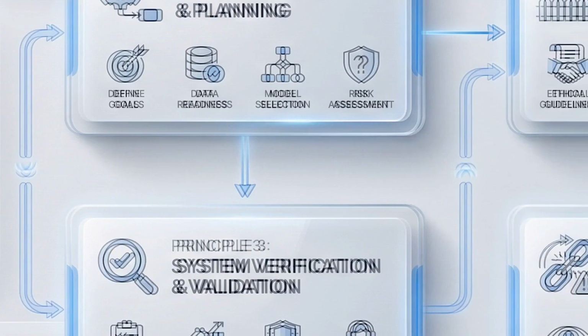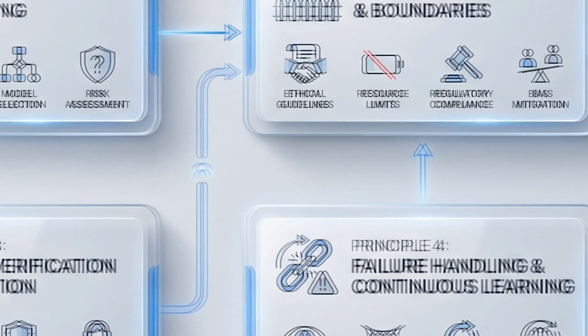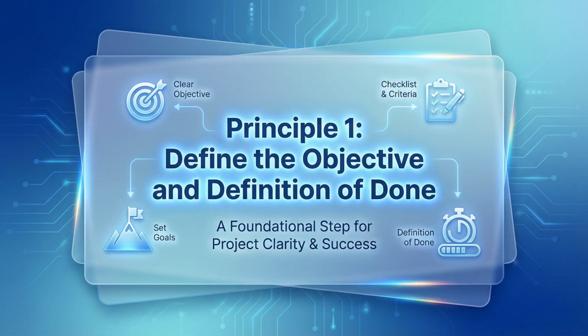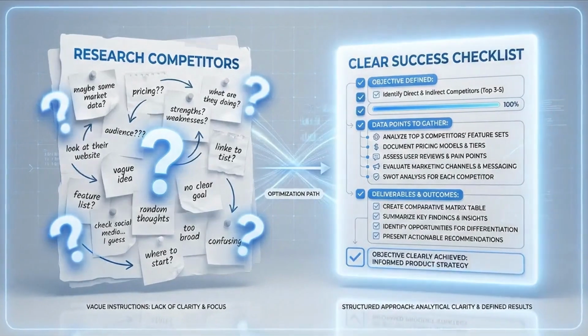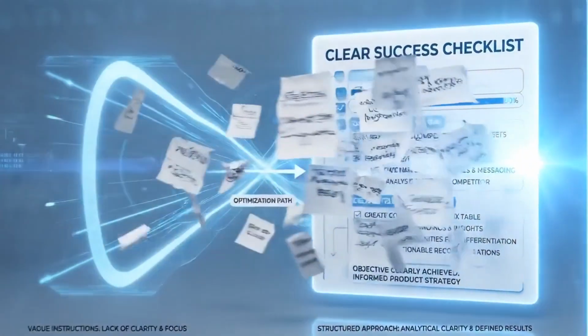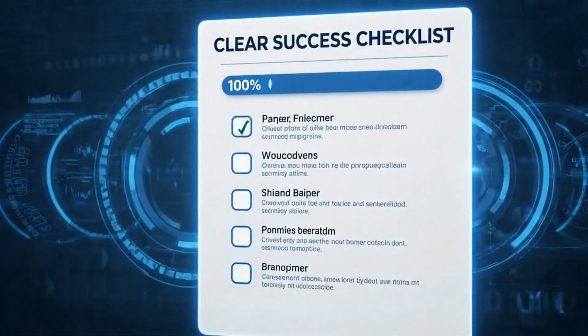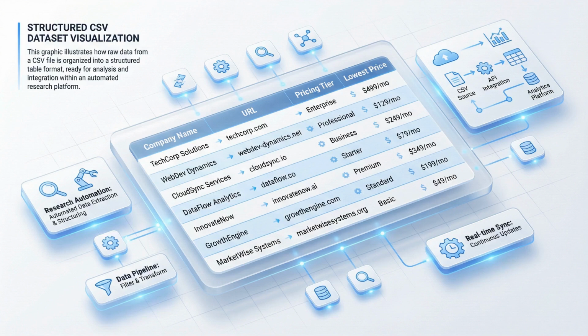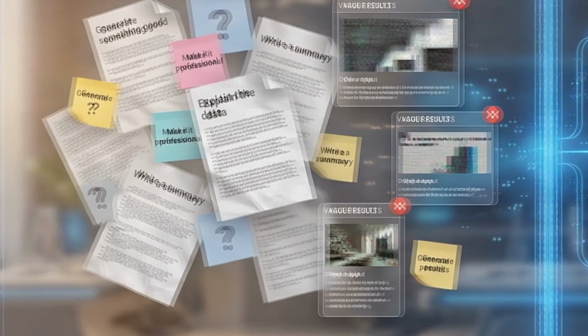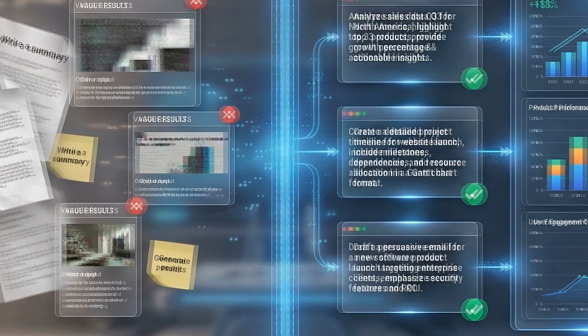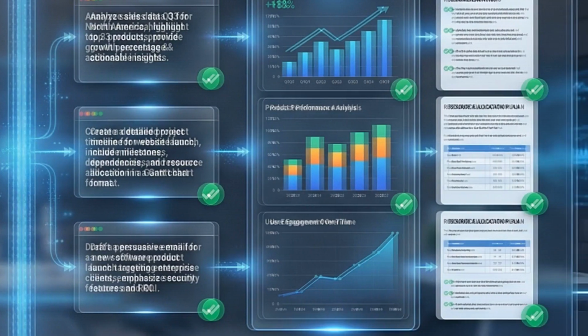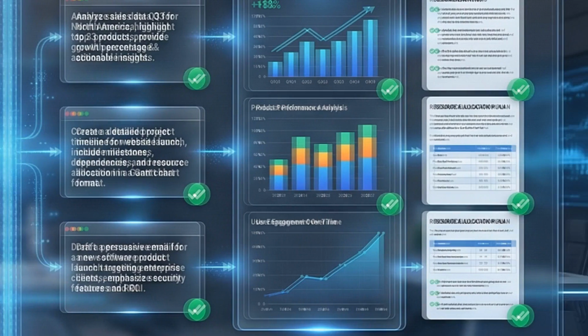Now let's build that framework, starting with 4 core principles. Principle 1 is state your objective and your definition of done. Every agent prompt needs a specific success checklist, not research competitors, but produce a CSV with 10 competitor pricing pages, including company name, URL, pricing tiers, and lowest listed price. Specificity produces actionable results. Vague objectives produce vague outputs.